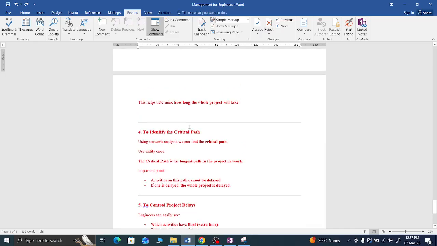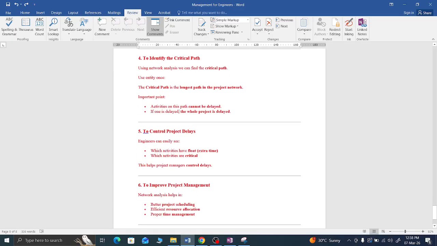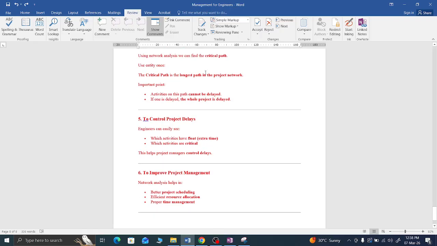This helps determine how long the whole project will take and identify the critical path. By using this network diagram analysis, we can identify the critical path. The critical path is the longest path in the project network. The project network means we schedule one activity after another, like this. At a particular place, we can find the critical path. Along that path we can't delay any activity or adjust the duration. That is the critical path.